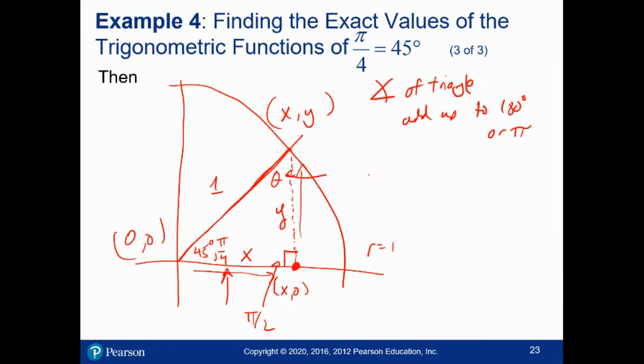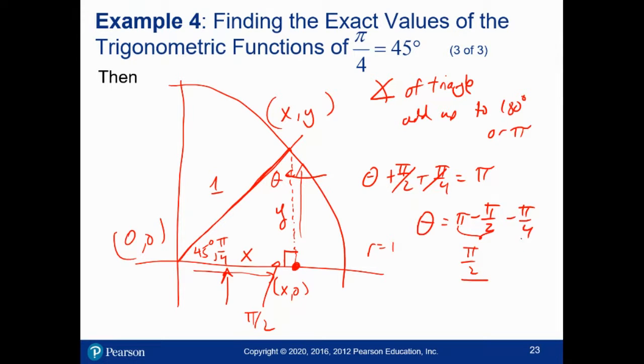I'll call it theta. So the unknown angle plus the pi over 2 plus the pi over 4 must equal the full triangle, which we know is pi radians. 180 degrees is pi radians, remember. So if I subtract this and this from both sides, we get pi minus pi over 2 minus pi over 4. Well, what's pi minus pi over 2? If I had a pi and I took away a half a pi, what do I have left? Half a pi. If I had half a pi and I took away a quarter of a pi, what do I have left? A quarter of a pi. So this angle is also pi over 4.